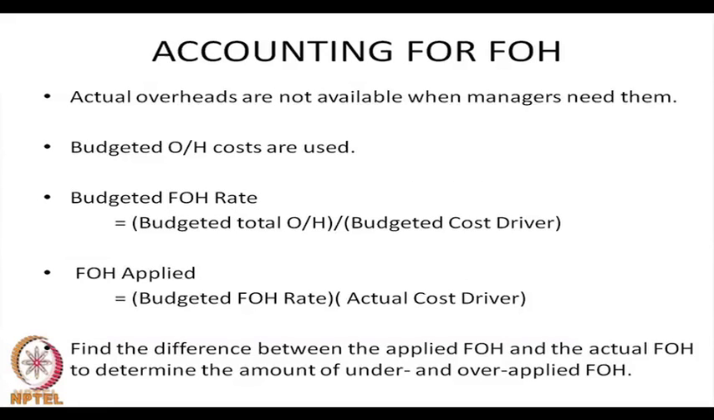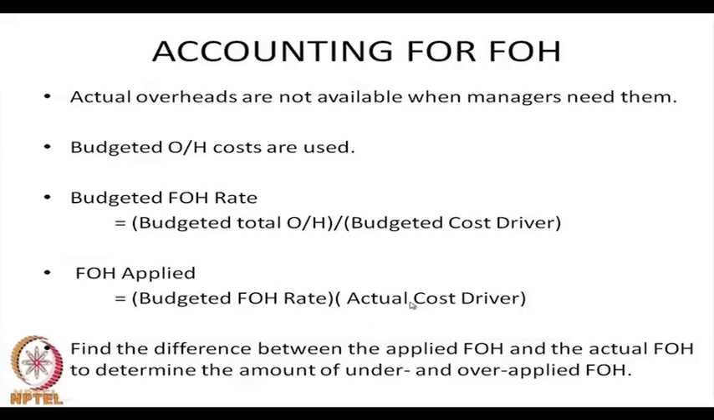Now, we come to accounting for factory overhead. Actual overheads are not available when managers need them. So, what managers or accountants usually do is base their allocation on budgeted overhead costs rather than actual overhead costs. And how do they do that? They plan in advance, or budget, the total overhead that would be incurred, and they also decide on a budgeted cost driver value, and then the ratio they assume to be correct, and they take it as the rate at which the factory overhead would be allocated.